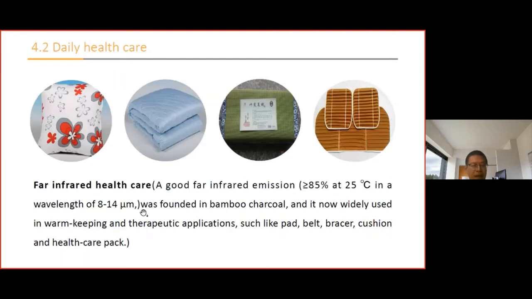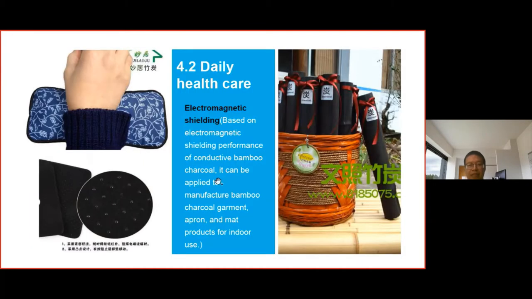We use the bamboo charcoal that have far inflated. We can use bamboo charcoal for padding, bed, brush, cushion, and healthcare pack. We use bamboo charcoal for electromagnetic shielding. We can use bamboo charcoal for garments, plant and mat products for indoor use.